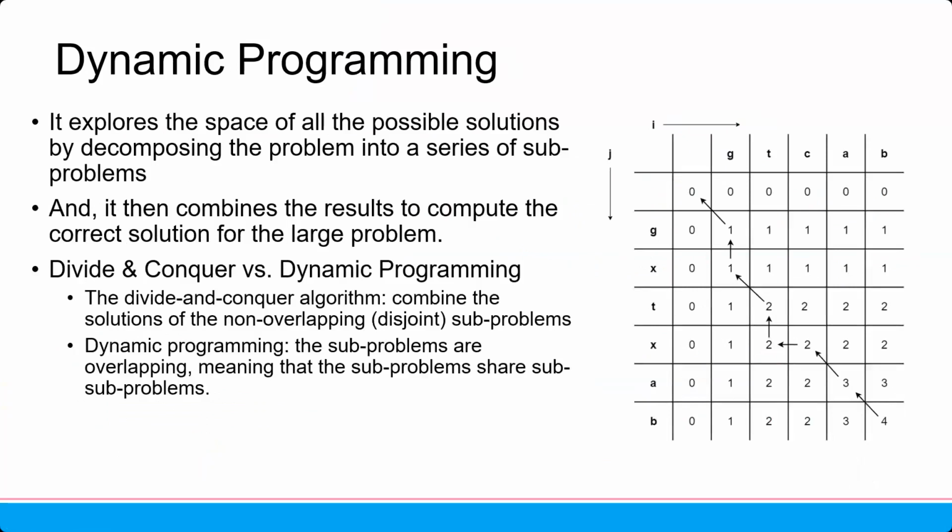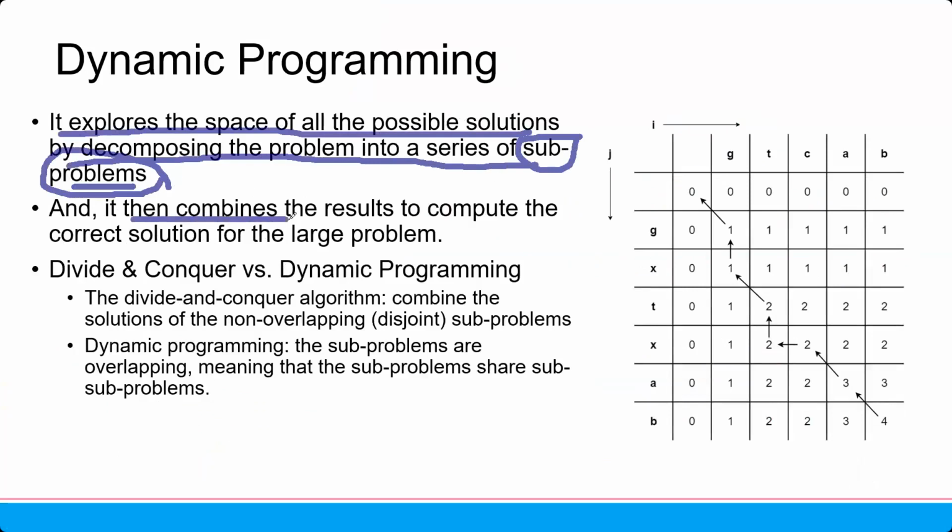In dynamic programming, it explores the space of all possible solutions by decomposing the problem into a series of sub-problems. Okay, so the word sub-problem is similar to divide and conquer. After we have the sub-problems, we combine the results to compute the correct solution for the larger problem.